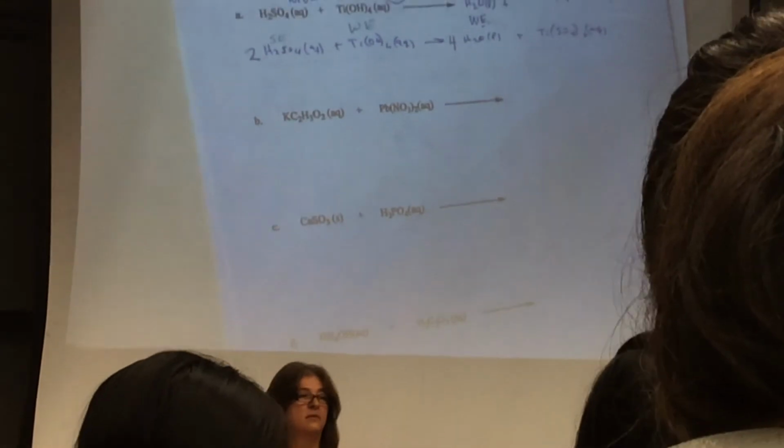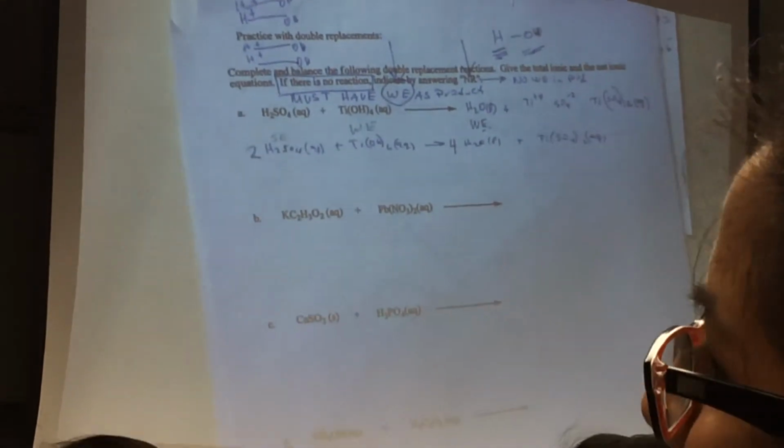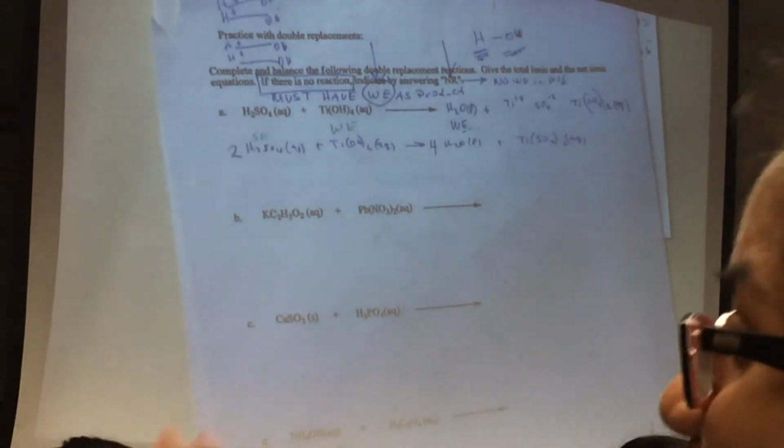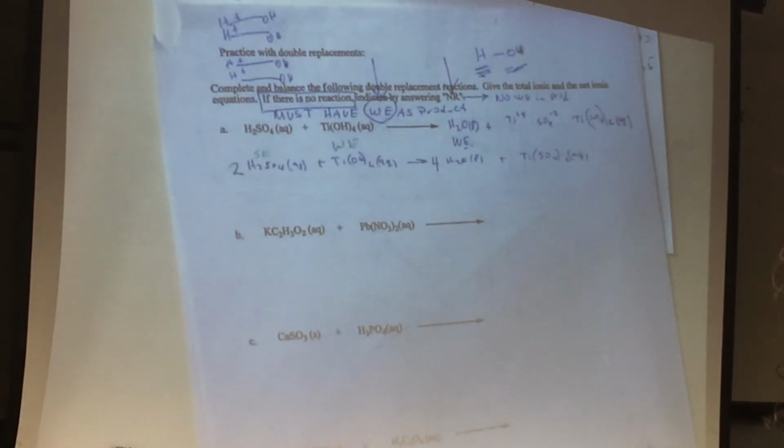Okay. You understand? Where do we look for bases? The base list. Having an aq doesn't mean it's a strong electrolyte. Weak electrolytes are soluble in water.